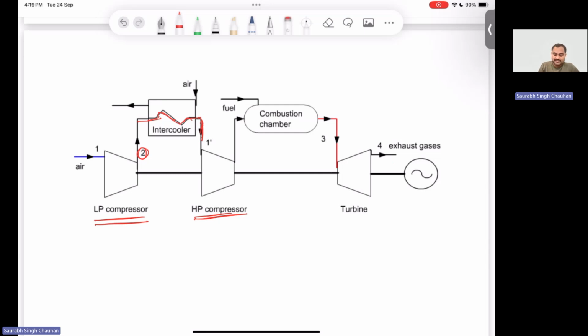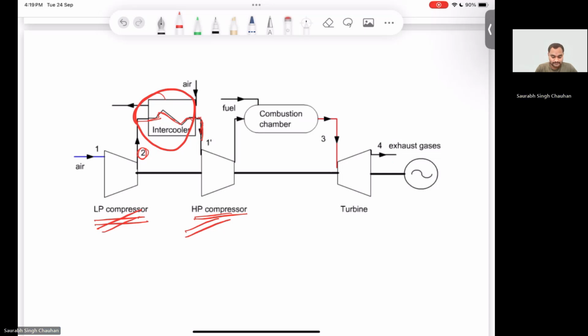Okay, so the compressed air will go inside the combustion chamber, where the fuel will be injected and combustion will take place, and the hot gases will expand in the turbine. You will get the work output. Okay, so this is the location between the low pressure compressor and the high pressure compressor where the intercooler is used.